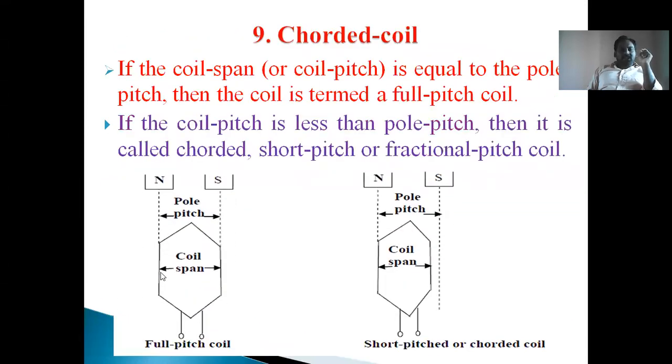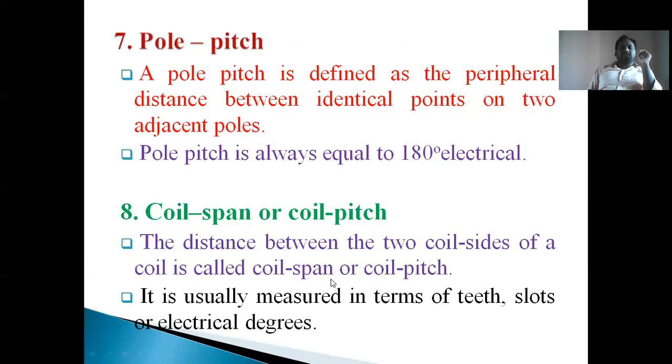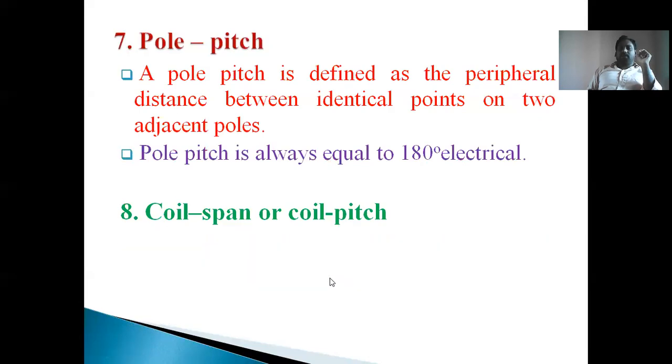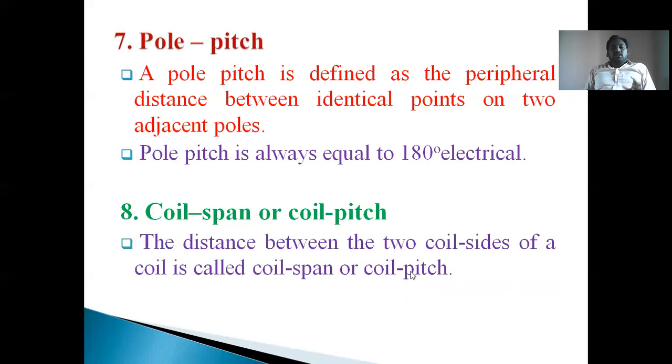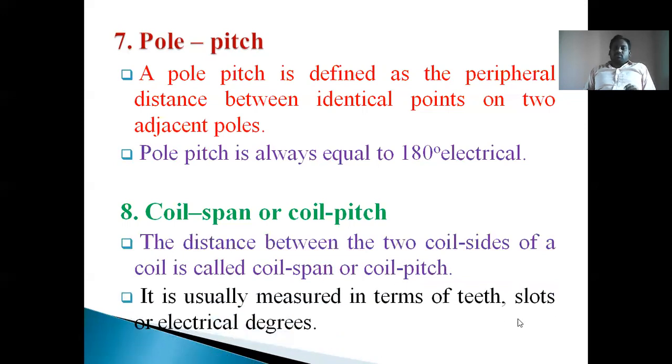See here, the distance between two coil sides. This is one coil side. This is another coil side. The distance between two coil sides is called coil span or coil pitch, which can be measured with units: teeth, slots, or electrical degrees. How to measure the coil span or coil pitch means by teeth, slots or electrical degrees.